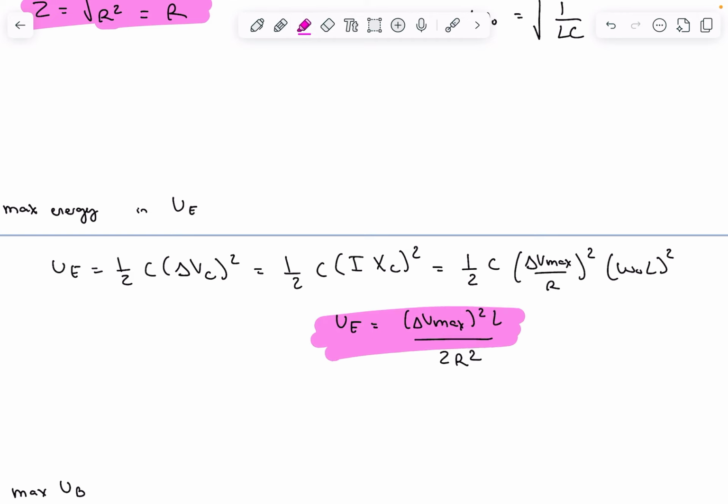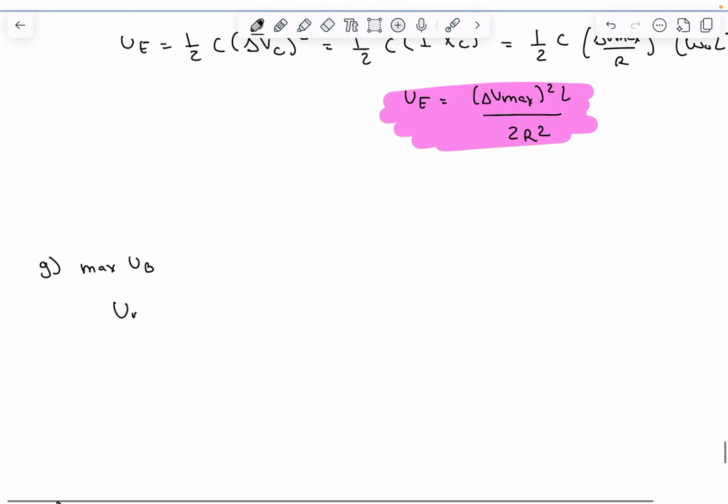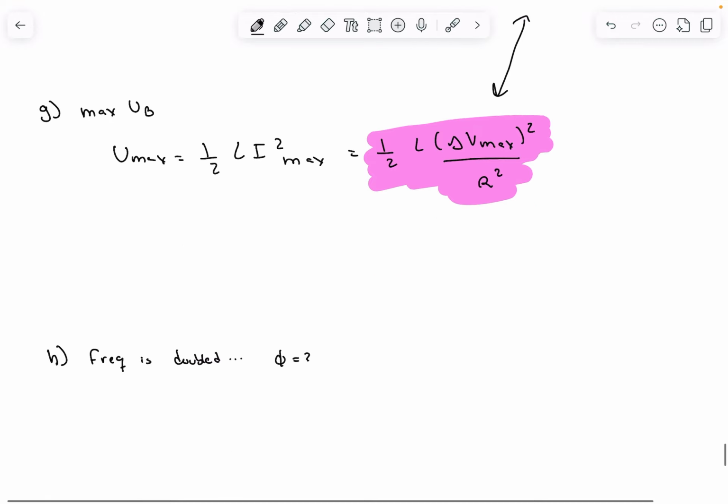We're now going to do the same thing, but talking about the maximum magnetic energy stored in the inductor, and that is going to be equal to 1/2 L I max squared. And that is going to be equal to 1/2 L delta V max squared divided by R squared. There's no more simplifications we can do. That's just our answer. So this is what we have here, and it makes sense that these two are the same because we're saying XC is equal to XL. Now we're going to move on to H.